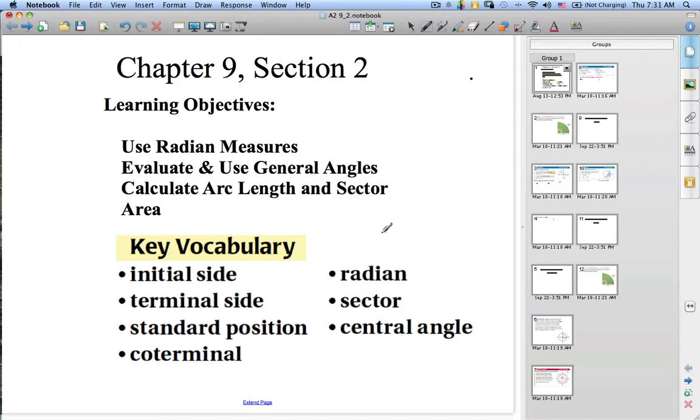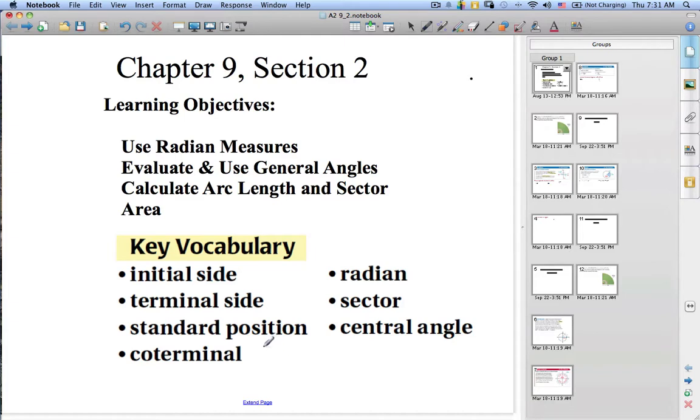So the key vocabulary we're going to want to talk about is the initial side of an angle. That's basically the side from where you begin, and the terminal side is where the angle ends. Standard position would be the initial side on the positive portion of the x-axis, so moving from 0 toward infinity on the x-axis would be standard position.